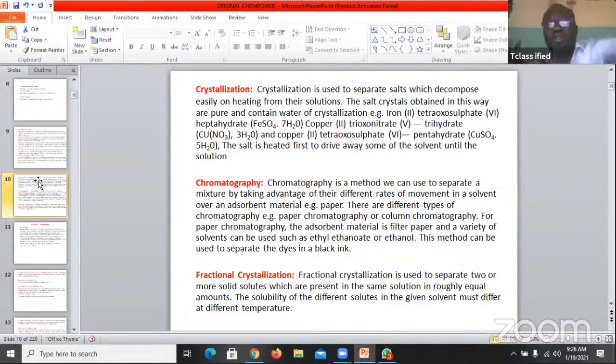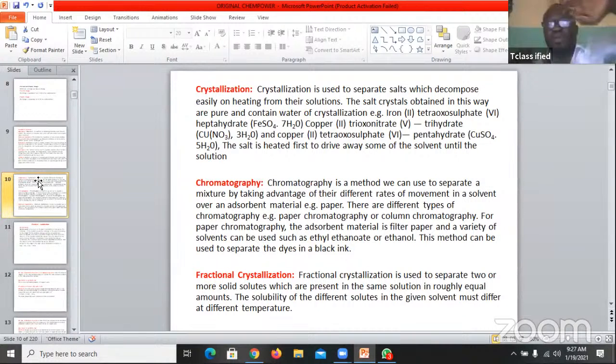So what if the mixture, when you heat it, can spoil the compound that you want to separate? What method do you use? The better method would be crystallization. The salt crystals obtained in this way are pure and contain water of crystallization. An example is iron(II) tetraoxosulfate(VI). The salt is heated first to drive away some of the solvent, and then you have such separation. So in crystallization, you don't apply so much heat like you would in distillation. That's why it's a very important method.